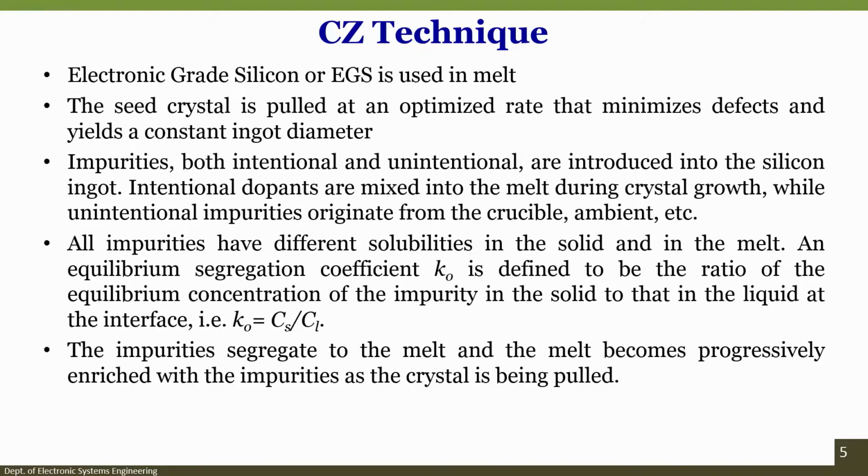If you want to define the equilibrium segregation coefficient Ko, it is given by Ko equals Cs by Cl, where Cs is the equilibrium concentration of the impurity in solid, while Cl is the equilibrium concentration of impurity in liquid, right, at the interface. So, Cs by Cl is Ko, known as the equilibrium segregation coefficient. Important thing, remember Ko equals Cs by Cl. The impurity is segregated into the melt, and the melt becomes progressively enriched with impurities as the crystal is being pulled.